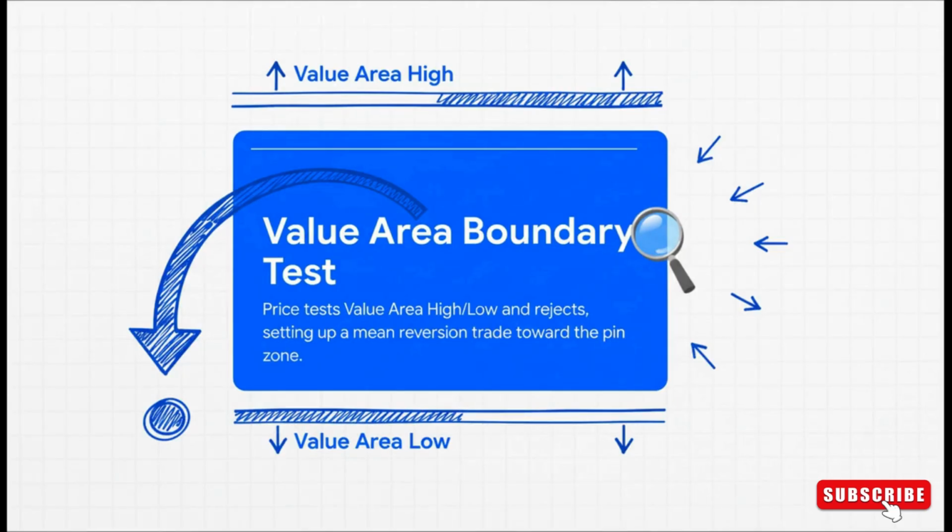Trigger number 2 is the value area boundary test. The value area high and low basically show us where the market thinks prices are expensive or cheap for that specific day. So let's say price pushes way up to the value area high, but your pin zone is much lower. You're looking for signs of rejection, price hitting a ceiling. This sets up a classic mean reversion trade, which is just a high probability bet that price is going to snap back toward what the market considers fair value for the day.